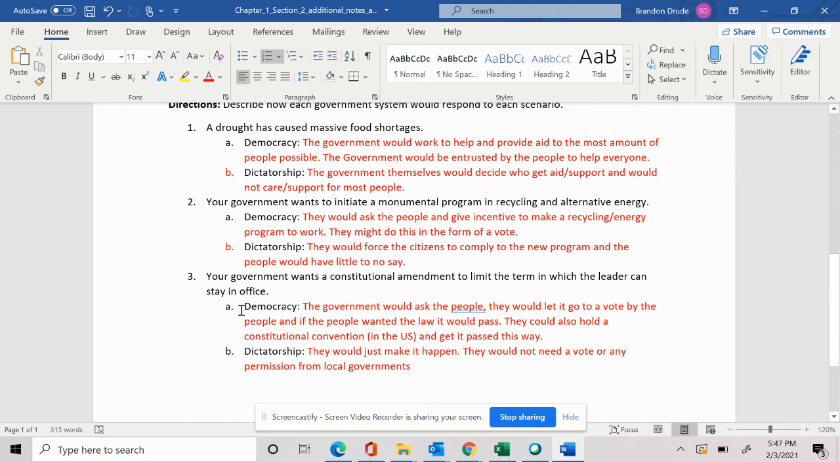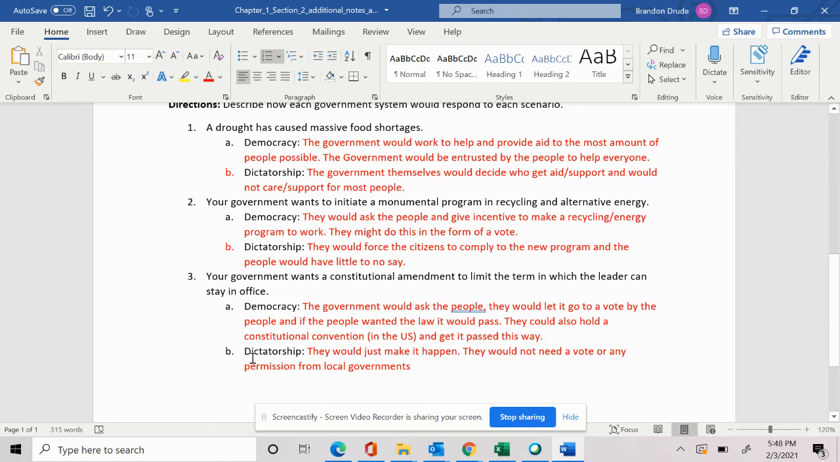Now, the last one, your government wants a constitutional amendment to limit the terms of leaders. Well, in a democracy, it would just go to a straight vote. Hey, people, do you want there to be term limits on your leaders? Or we would have, in the United States, and we'll talk about this in future chapters, a constitutional convention to make the law, or amendment, I should say, legal. But they're still asking the people what they want.